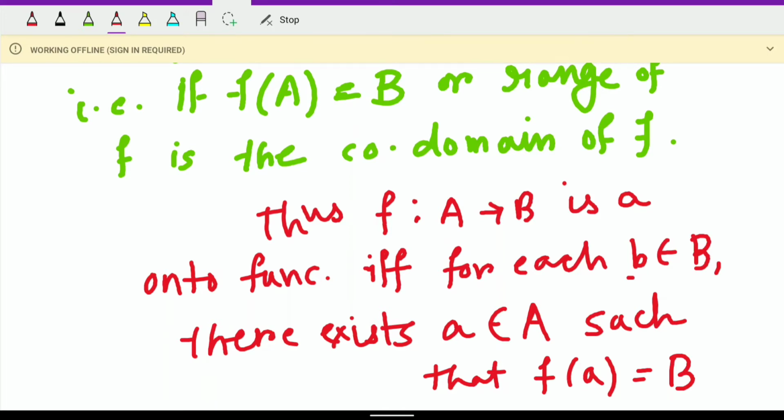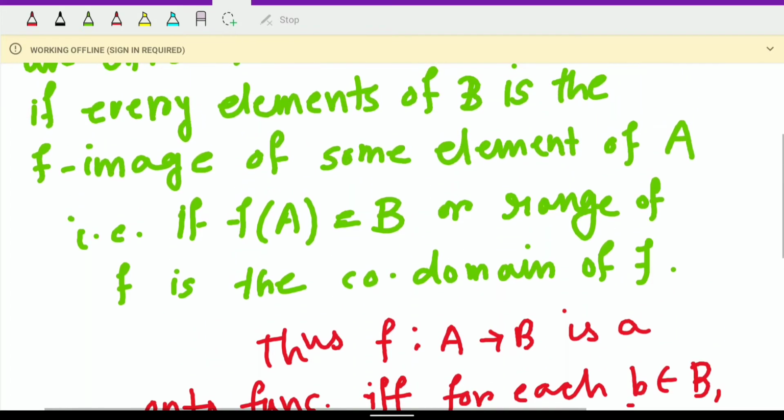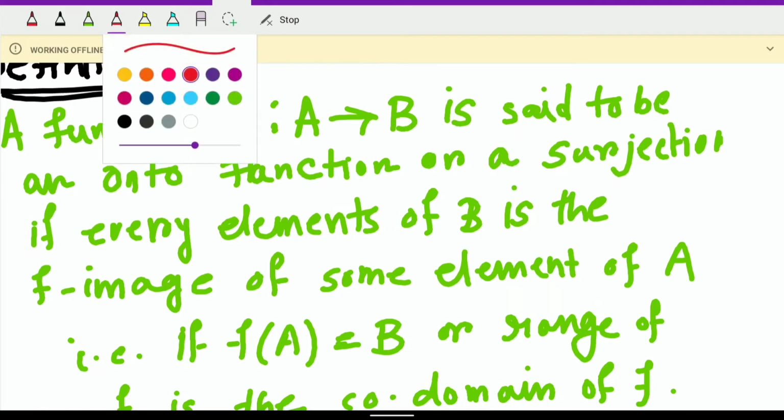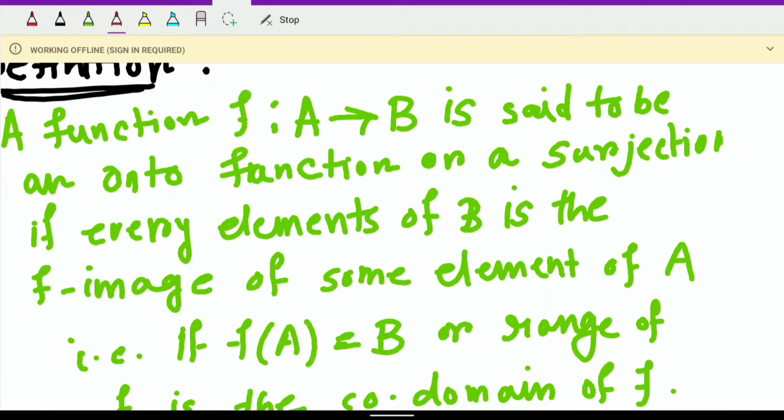Now what is an into function? I hope it's clear what an onto function is. After some time I will also show you some illustrations, but before that you have to know the definition of onto and into functions. So this is about the onto function.